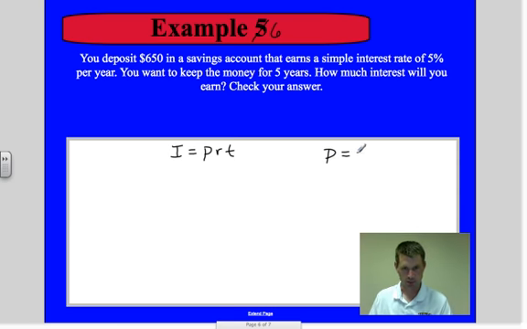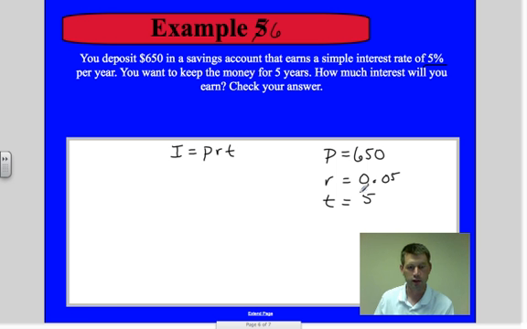I know that I deposit $650, so I write that down. I know my rate is 5%. What do you think it's going to be? If you said 0.05, you would be right. We have to change that back: it was 5%, so move it back 2 spots. And time in years, well, we said 5 years. If that wasn't in years, we'd have to convert it. If we said 4 months, we have to write that as a fraction. How much is 4 months of a year?